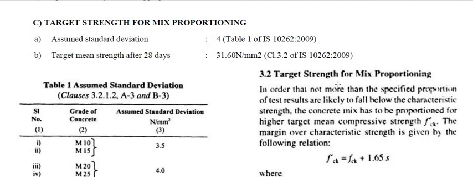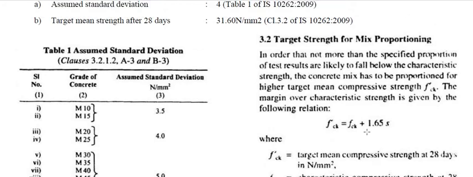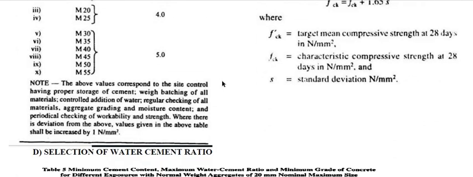In the target strength calculation, there is a formula: f'ck = fck + 1.65 times S. S is the standard deviation, and fck is the characteristic compressive strength of concrete at 28 days in megapascal, which is 25 in our case. Then I use 25 plus 1.65 times 4, which is 31.6 megapascals. We need to design the concrete mix which will give 31.6 megapascal of strength after 28 days of curing. We are going to do the same.